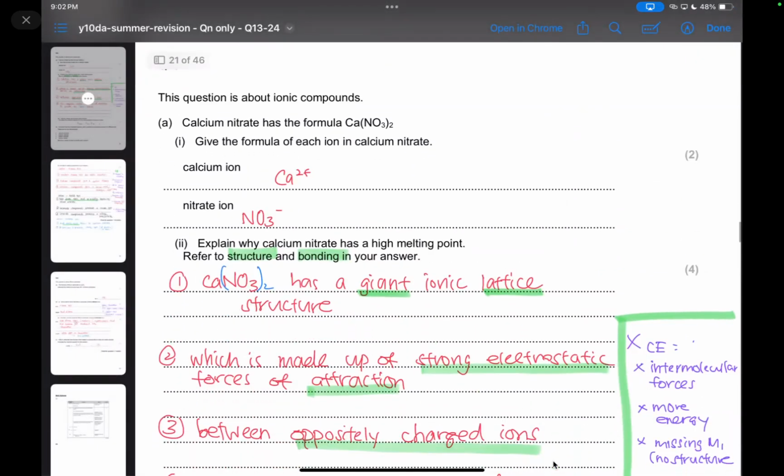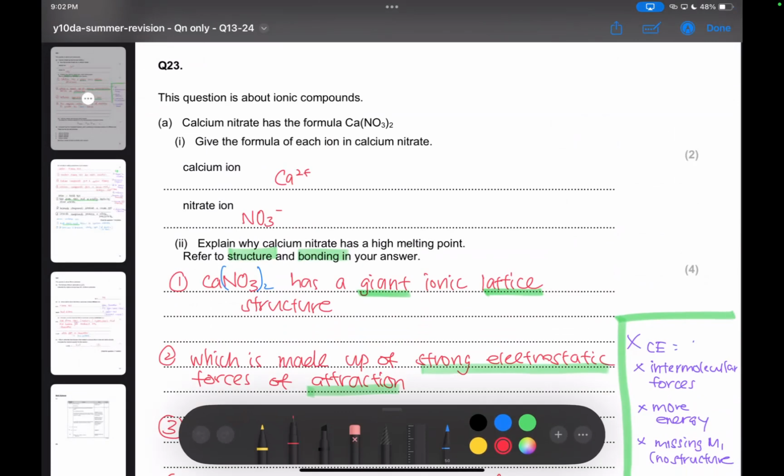Okay, so we start off with two formulas of ions. If you refer to your periodic table, you should be able to do this calcium ion question pretty well because calcium belongs to group 2, so the charge is 2 plus. However, for nitrate ion, you need to be able to recall because this is one of the polyatomic ions that you need to remember. There are a few anions.